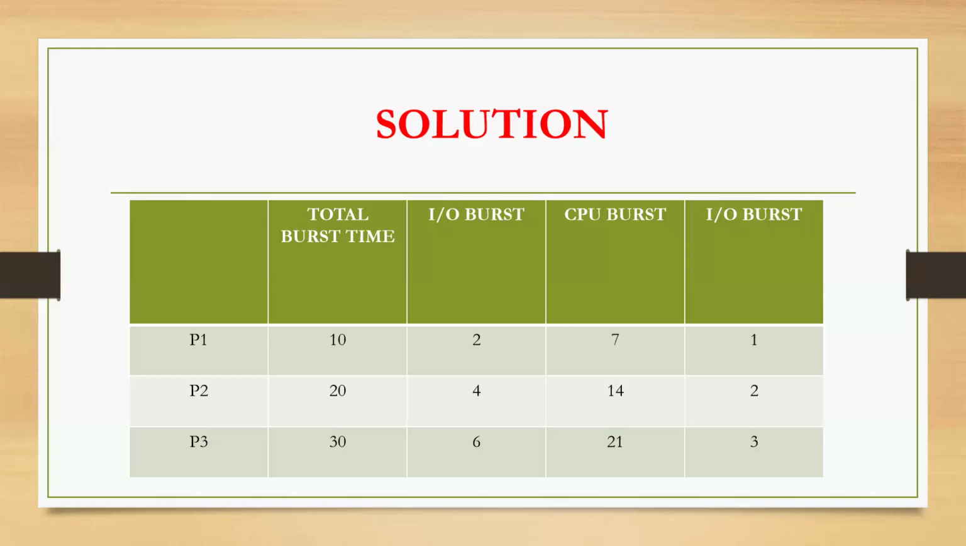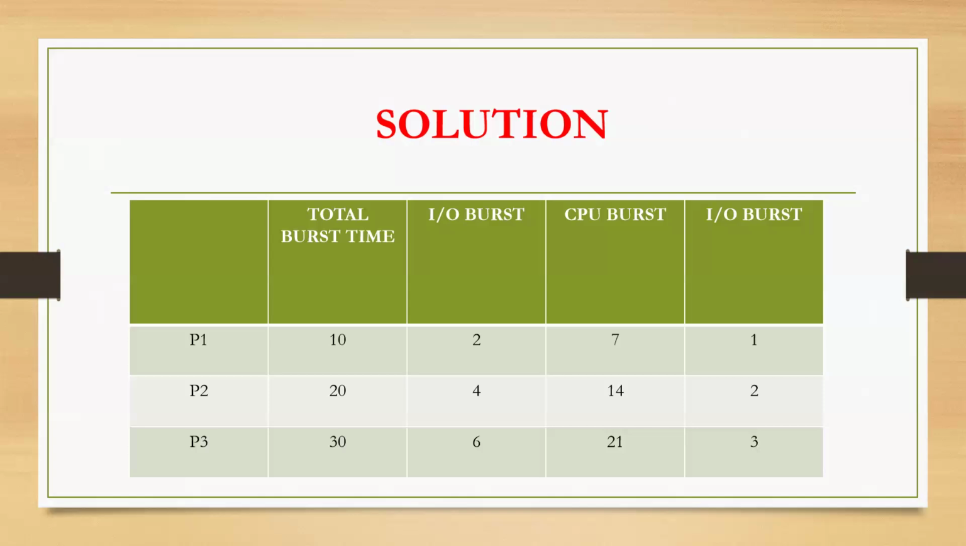So for P1, the CPU computation time is 7. For P2, 14 units, and for P3, 21 units. They become eligible for computation after the first IO. This is step 1. And step 2 is each process becomes ready for computation. So the processes are ready at P1 for 2, P2 for 4, and P3 for 6.